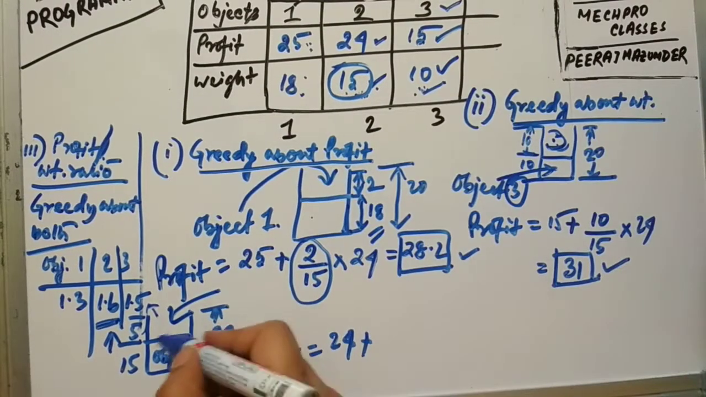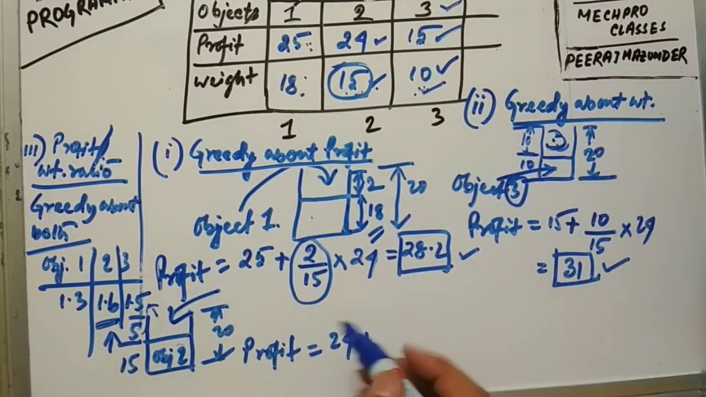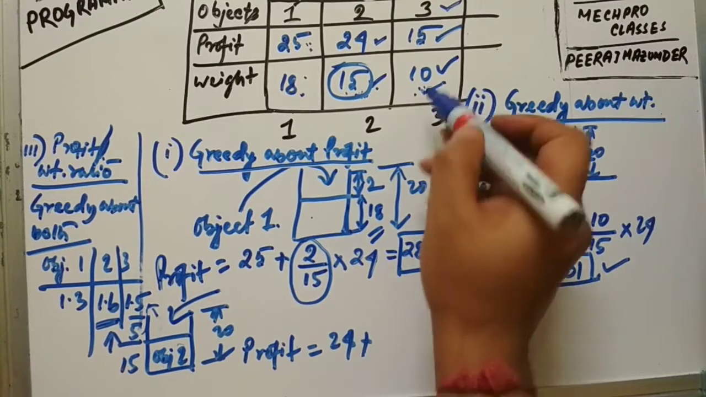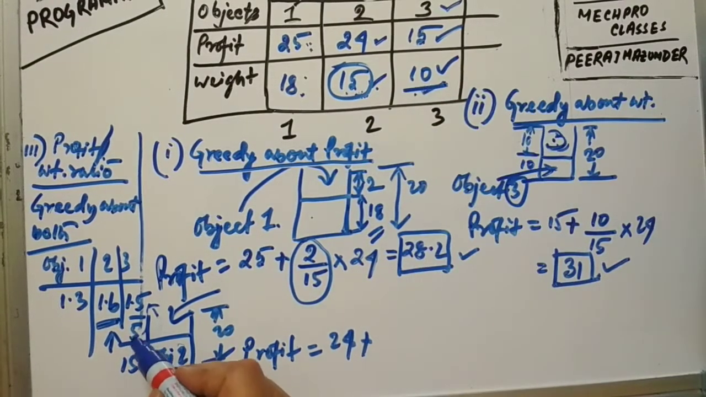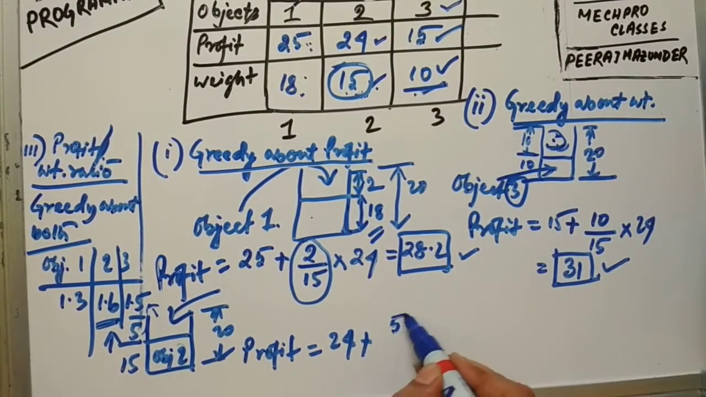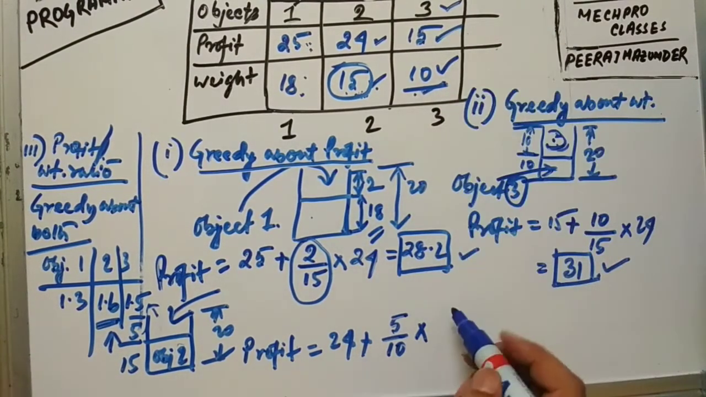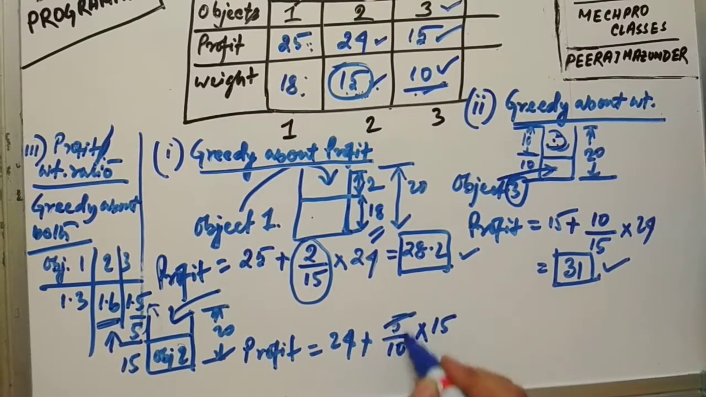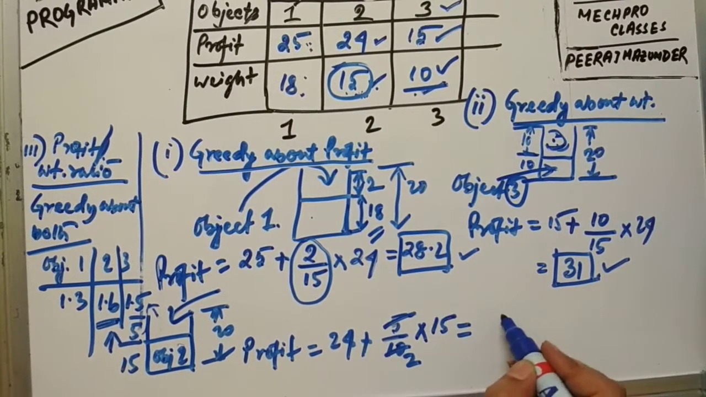In order to put this object in this knapsack, we have to make a proportion. We are having 10 weight, but our capacity is limited to 5 only, so we make a proportion, and the corresponding profit is 15. So I can write it like this. We are getting a profit of 31.5.